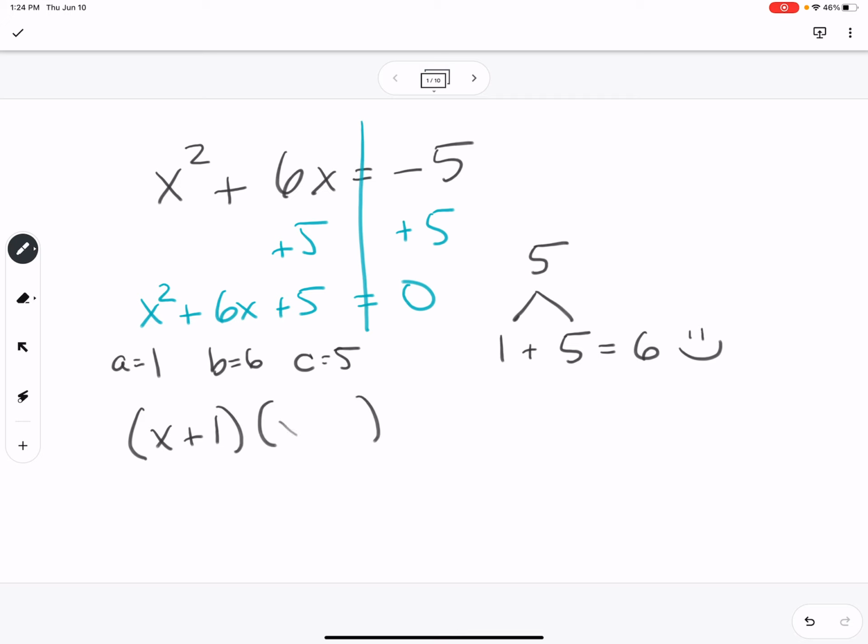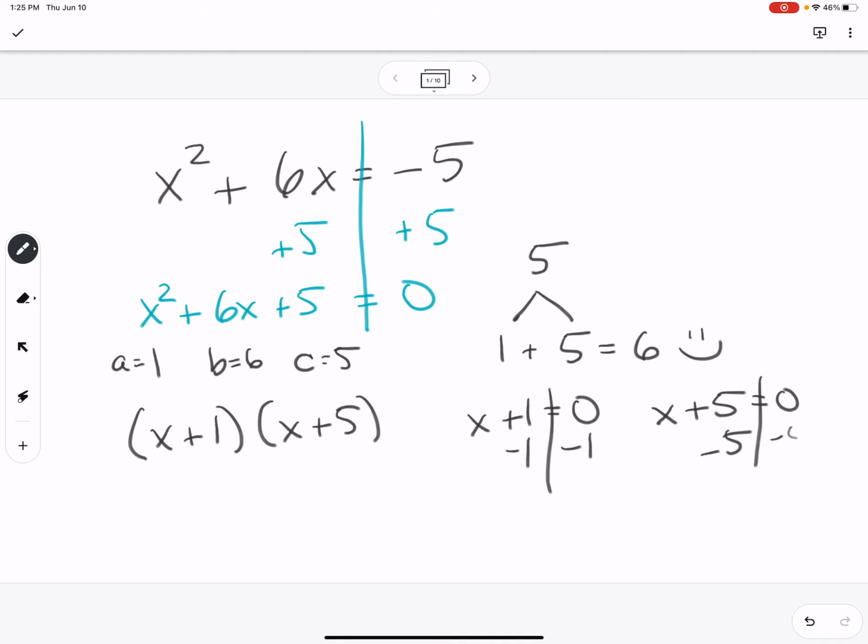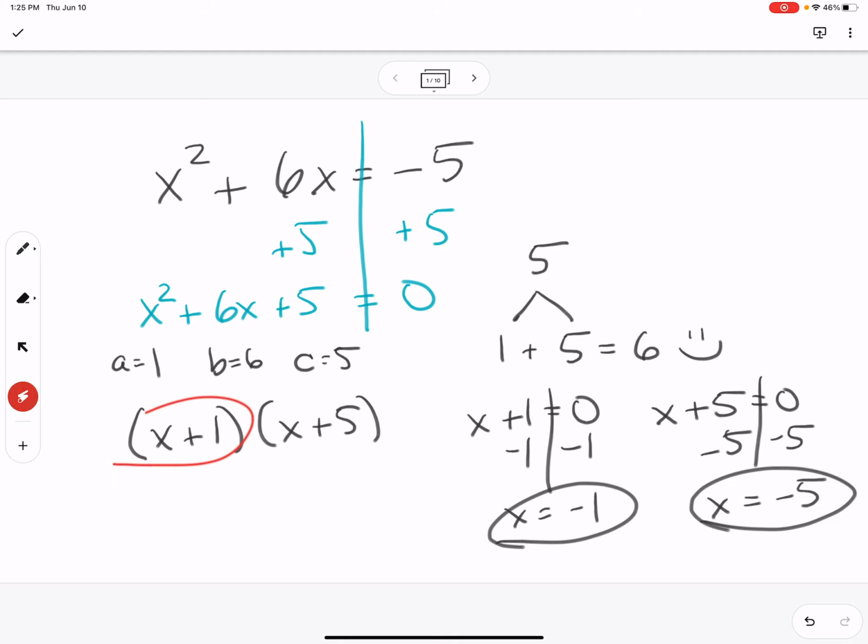I write my two sets of parentheses, my variable, and then I write those two values since this was a positive 1 and a positive 5. Boom, boom, that's where I put them. I then solve two tiny one-step equations. I take both of those factored forms and I set them equal to 0. I solve for x here. I got to get x all by itself, and I get x equals -1 and x equals -5. Basically, what we did is we took those two numbers and we changed the sign of them.